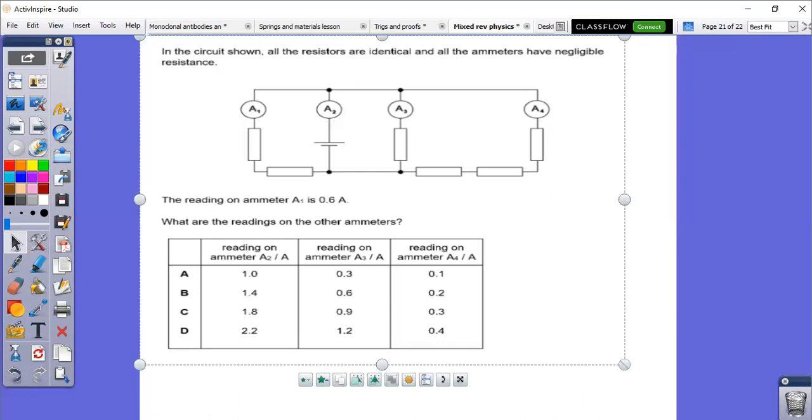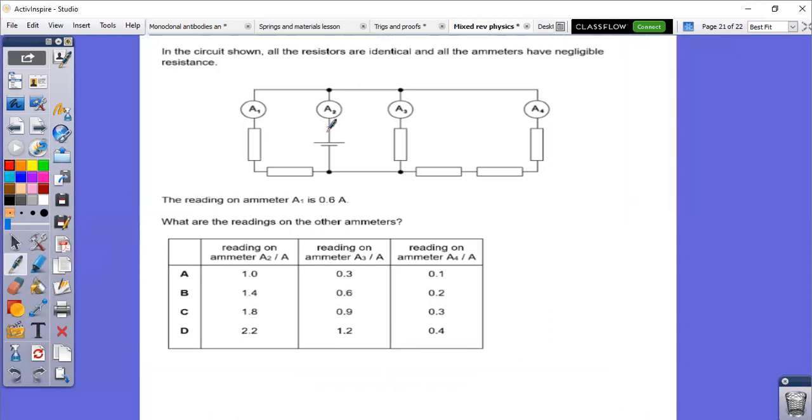Does it tell us what the total current is in the circuit? Not quite. No, it doesn't. It tells you what the reading on ammeter A1 is, but that's not the total current. Because by the time, now just help yourself out, make your life easy.